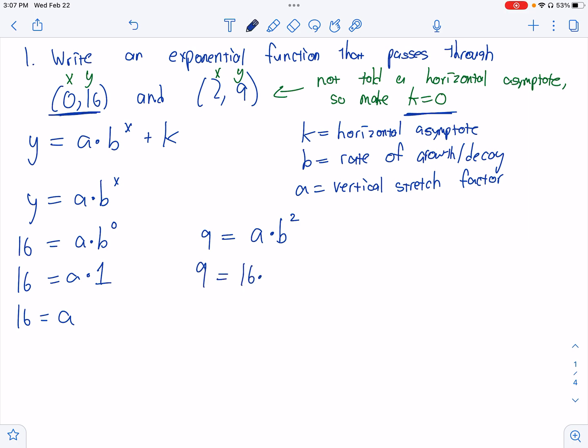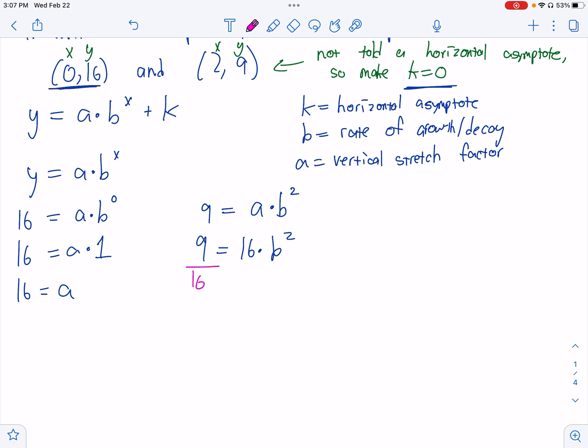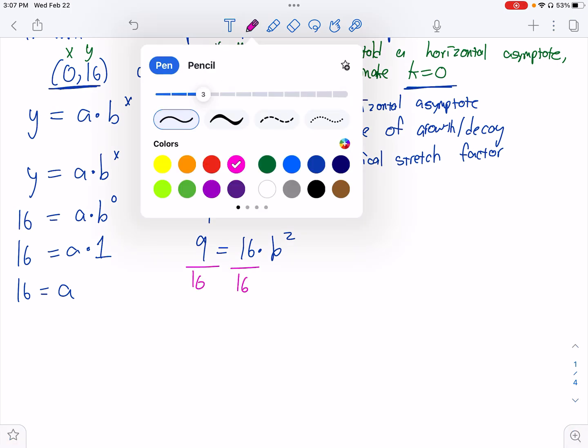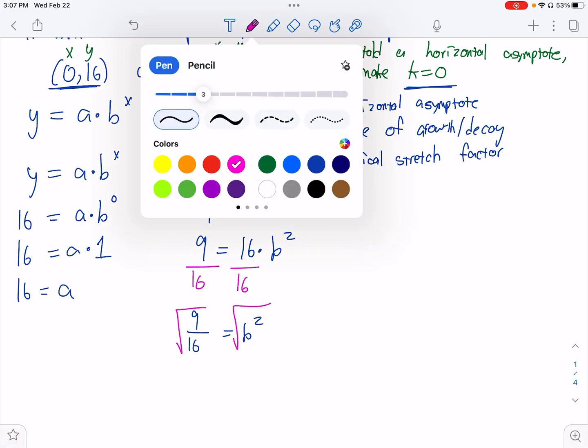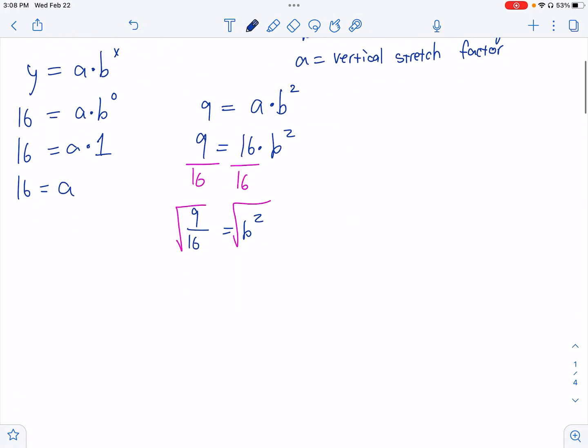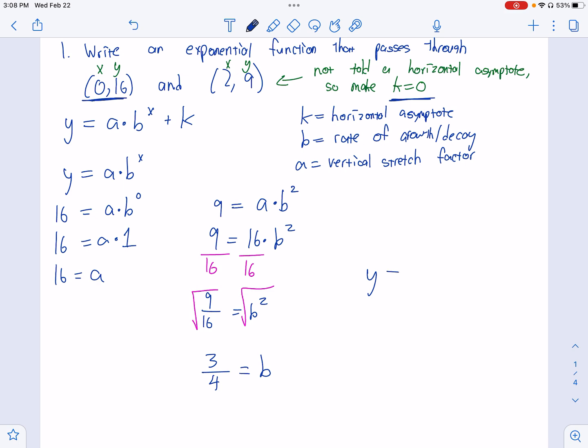So 16 times b squared. And then I just divide and take the square root, and I'm done. Divide both sides by 16. So I have 9 over 16 equals b squared. Square root both sides. And so when you square root a fraction, you square root the numerator and denominator. So the square root of 9 is 3. The square root of 16 is 4. So 3/4 equals b. And then my function is y equals 16 times 3/4 to the power of x.